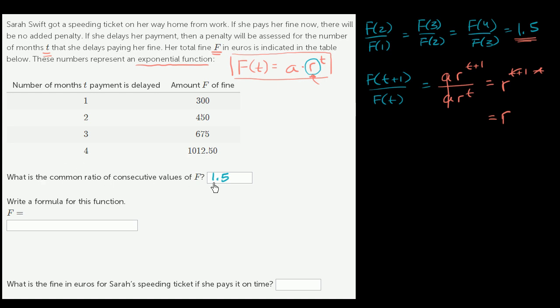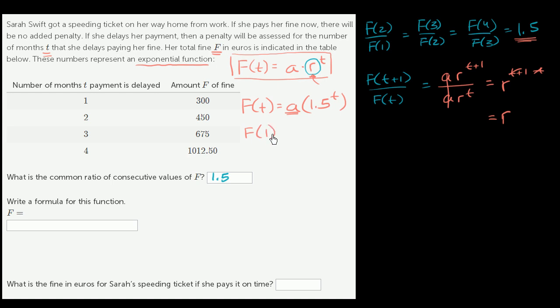So when we figured out that the common ratio is 1.5, that tells us that our function is going to be of the form f of t is equal to a times, instead of writing an r there, we now know that r is 1.5 to the t power. Now, write a formula for this function. Well, we've almost done that, but we haven't figured out what a is. To figure out what a is, we could just substitute. We know what f of 1 is. When t is equal to 1, f is equal to 300, and so we should be able to use that information to solve for a. We could have used any of these data points to solve for a, but let's do that.